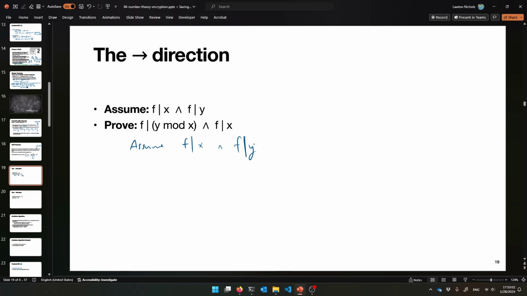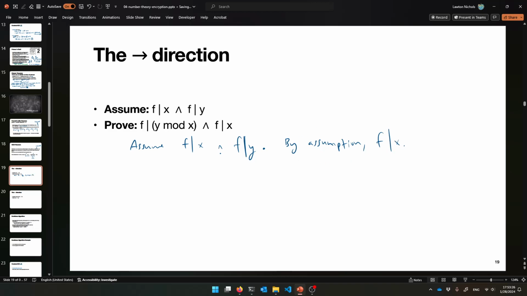So, we need to show both of these. We need to show this is true and this is true. This is easy, right? Because we're assuming it. It's easy to show f divides x if we're assuming that f divides x. So by assumption, we know f divides x. All right, that's cool.